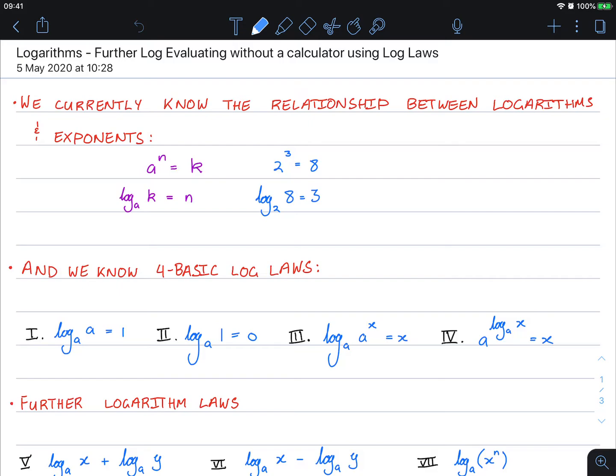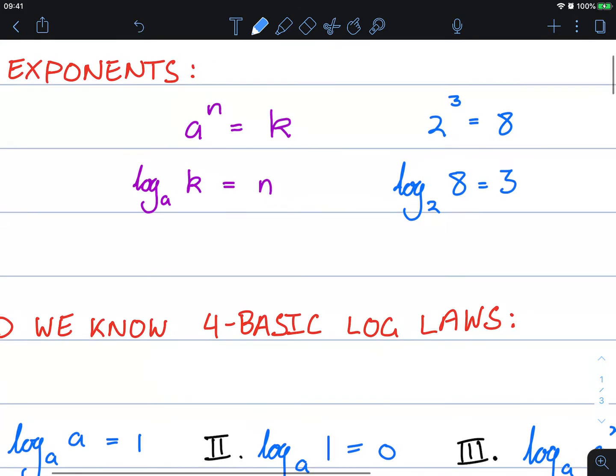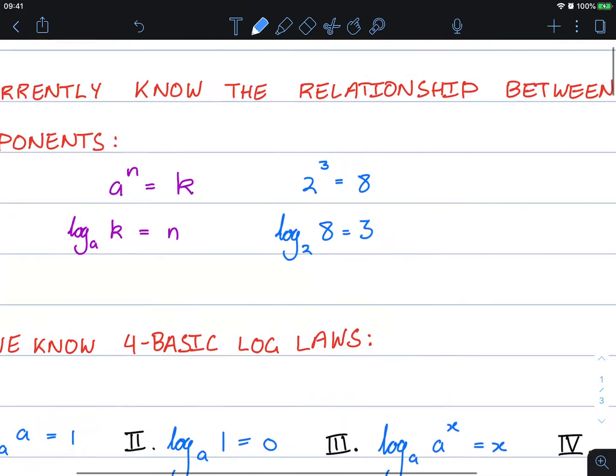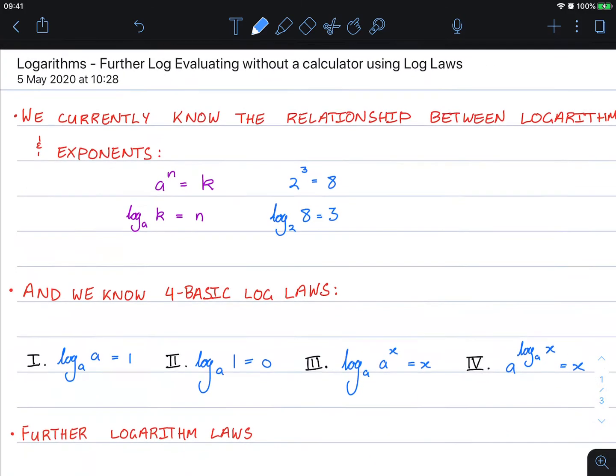So we currently know the relationship between logarithms and exponents. a to the power of n equals k can be converted, using logarithms, to log base a of k is equal to n. Or as you've seen in the previous video, this one here that I like to remember, 2 cubed equals 8 becomes log base 2 of 8 equals 3.